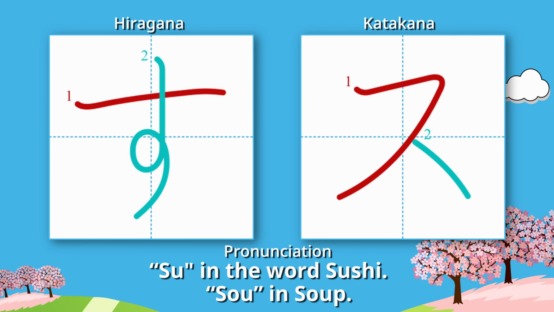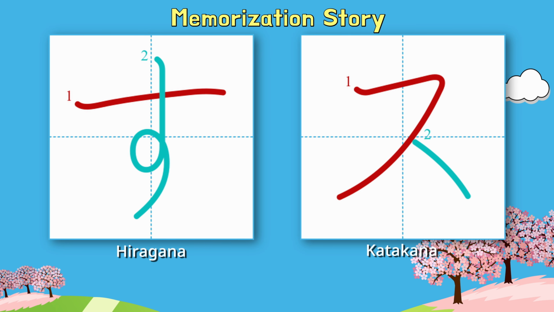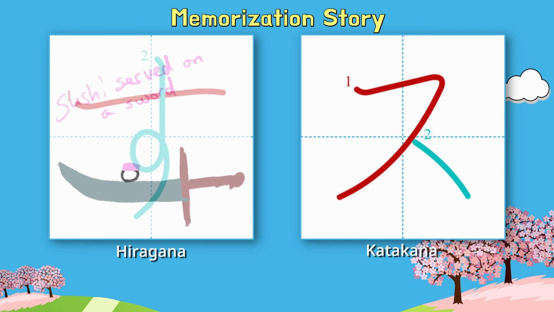These characters represent the sound su in the word sushi, which is convenient since that's a Japanese word. The su in soup also works. The hiragana su looks sort of like a dagger with a piece of sushi poised on the blade, but turned on its side.